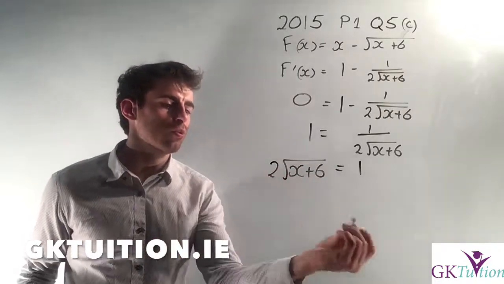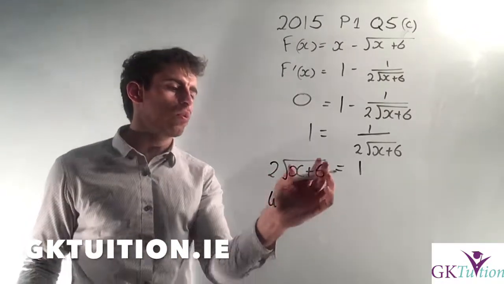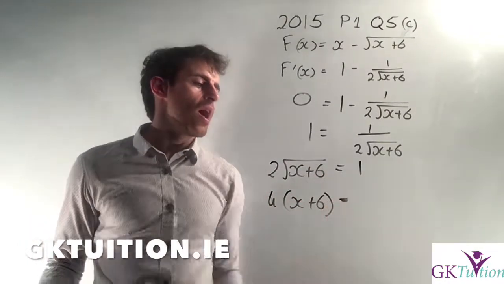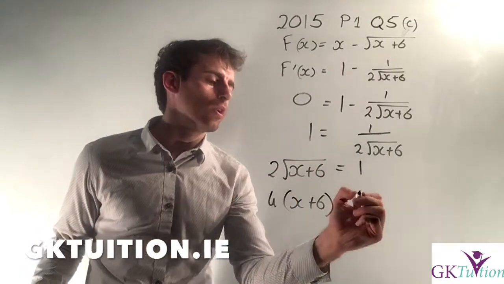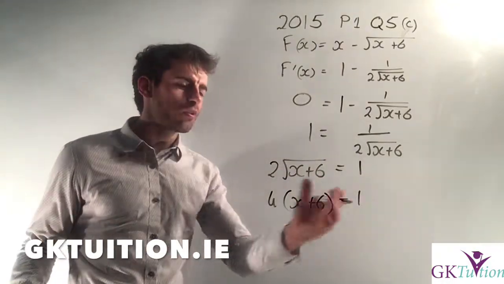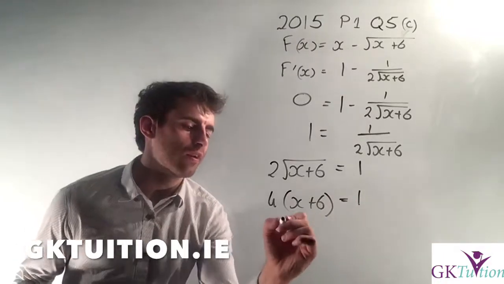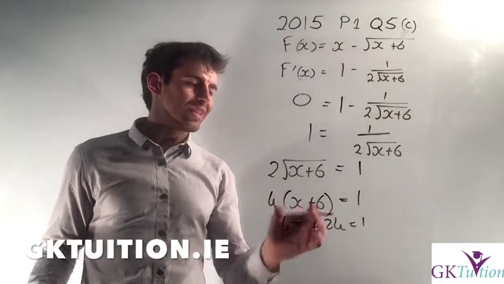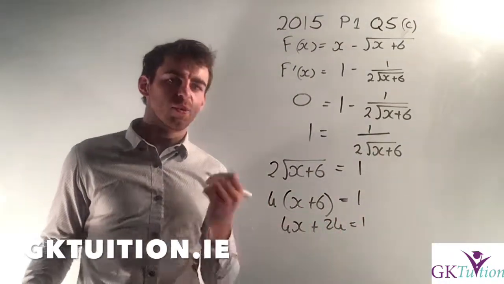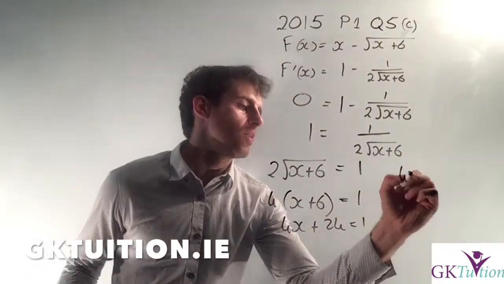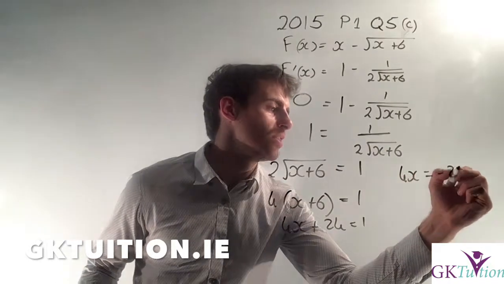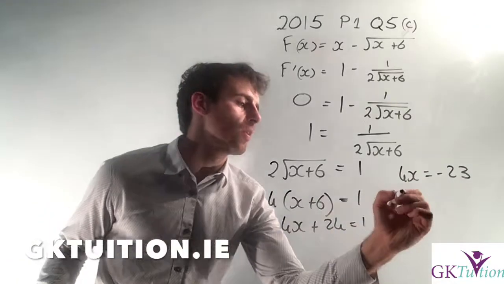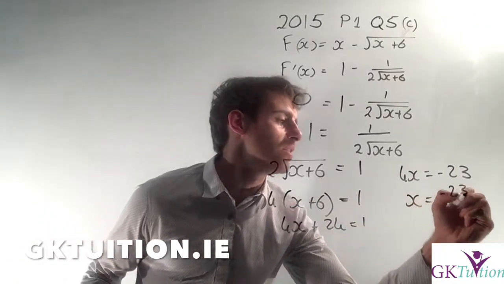So if I square 2, well 2 squared is 4. If I square the square root of x plus 6, I'll just be left with x plus 6. And if I square 1, 1 multiplied by 1 is just 1. So now I can multiply out my brackets and it's relatively straightforward. 4x plus 24 is equal to 1. Which means to get x on its own, I'm going to subtract 24 from both sides. And I'm left with 4x is equal to minus 23. Which means to simplify this fully, I just divide both sides by 4, and I can say x is minus 23 over 4.